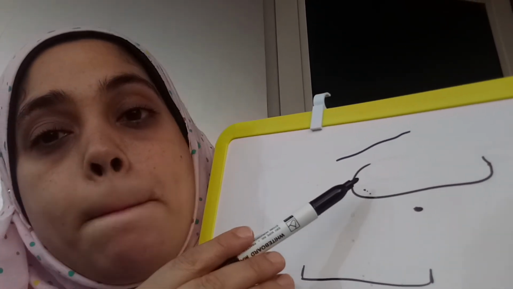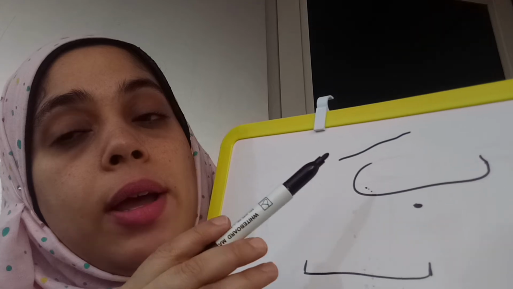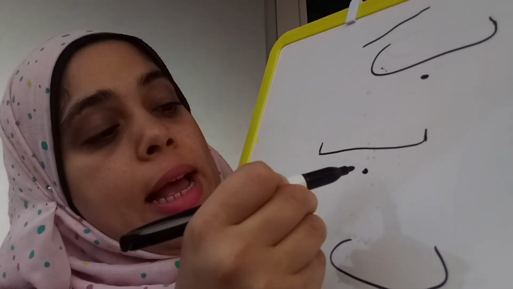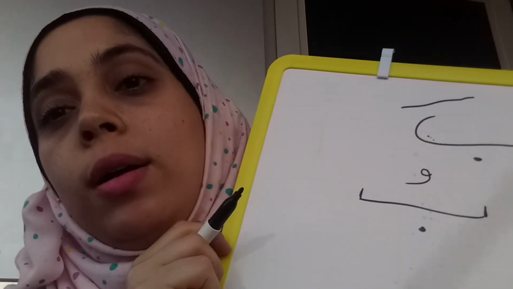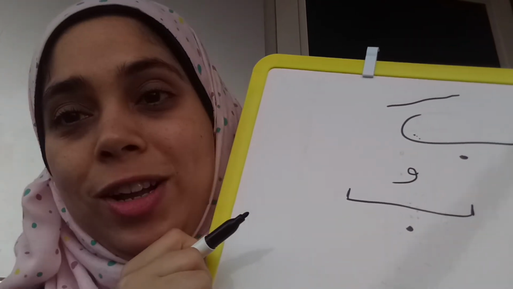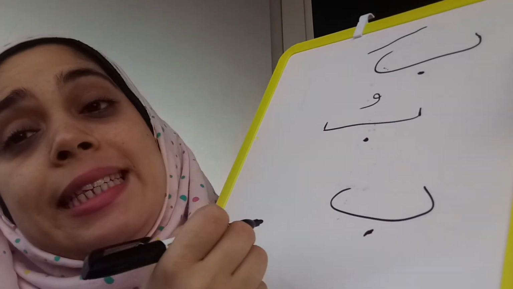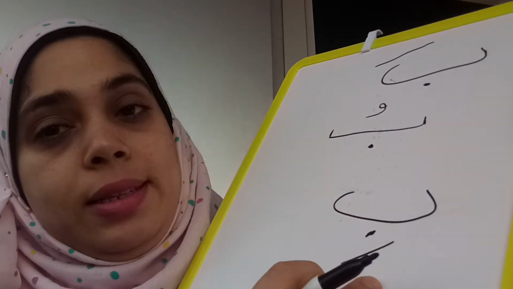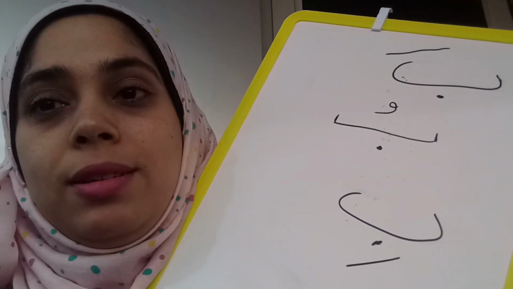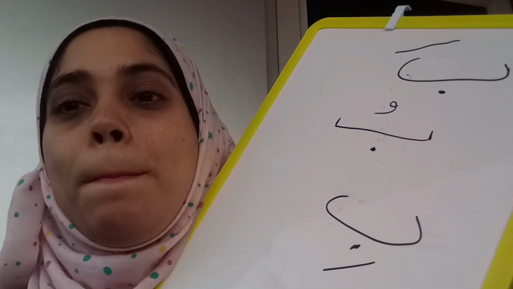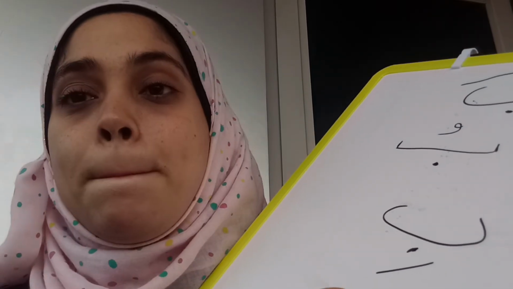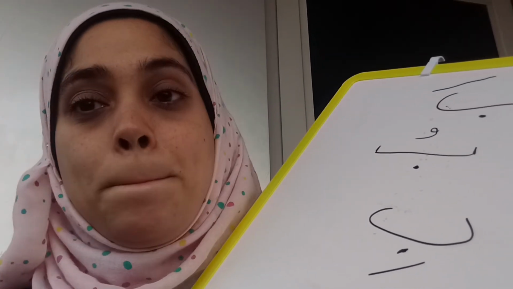Okay? If it has dhamma, like this, remember, then it's bu. If it has kasra, like this, do you remember how to pronounce it? Can you guess? Yeah, correct. Good job. Bi.